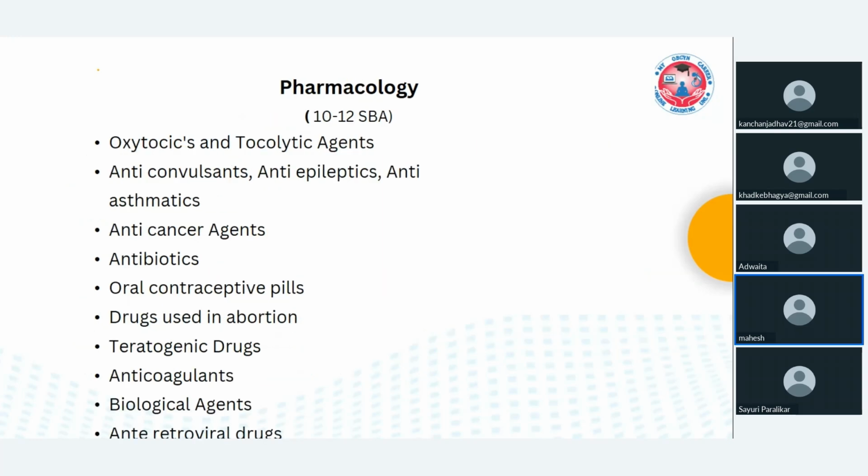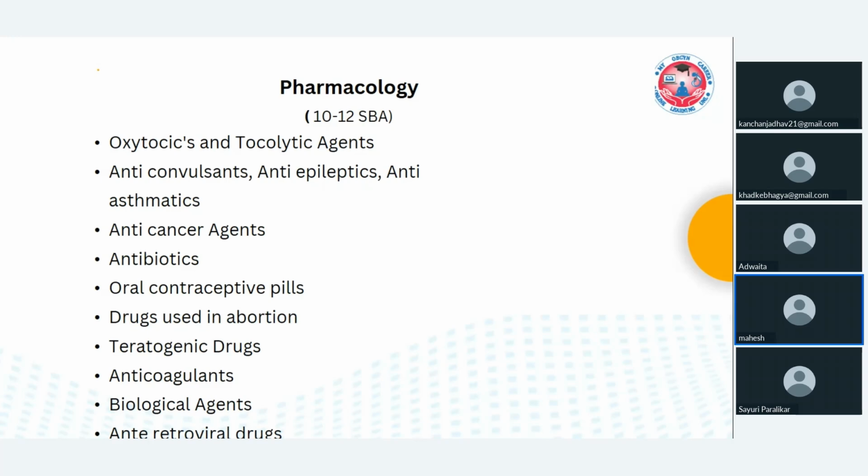Okay. Next important module is pharmacology. Around 10 to 12 single best answer questions are asked, and mainly the drugs like oxytocics and tocolytic agents, anticonvulsants, antiepileptics, antiasthmatics, anti-cancer agents, antibiotics, oral contraceptive pills, drugs used in abortion, teratogenic drugs, anticoagulants, biological agents, and antiretroviral drugs. So this is the scope for the pharmacology module.